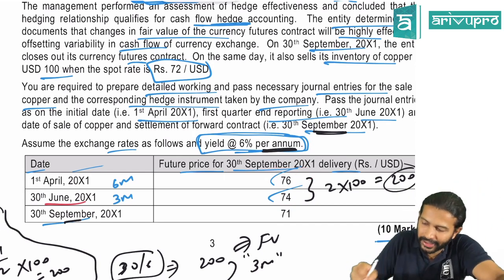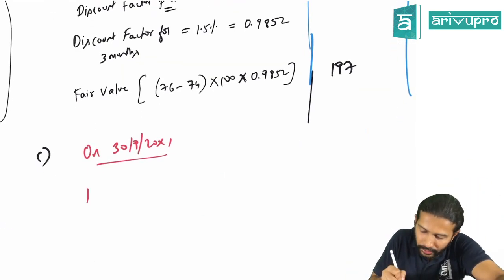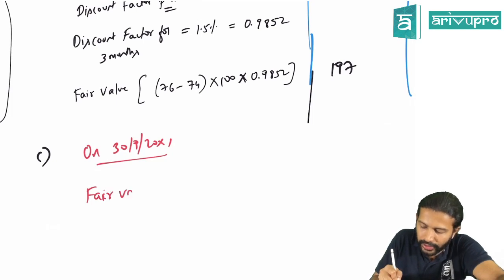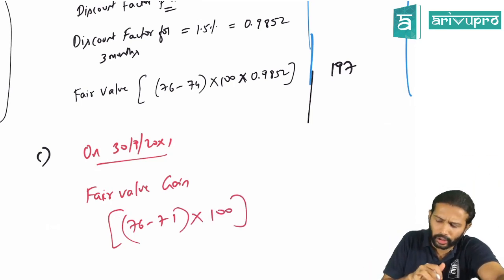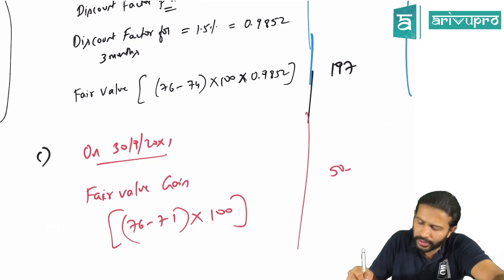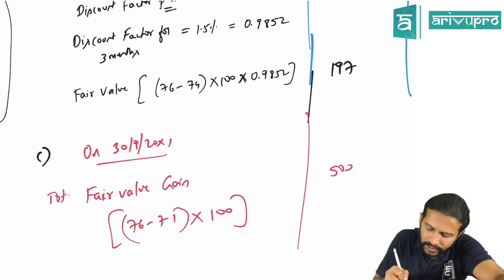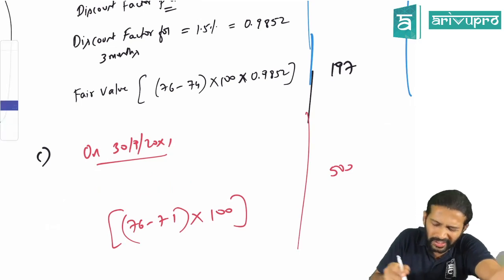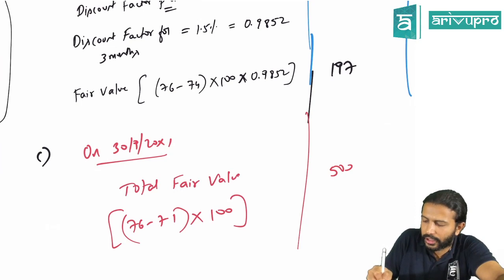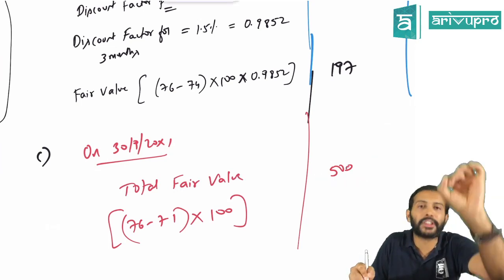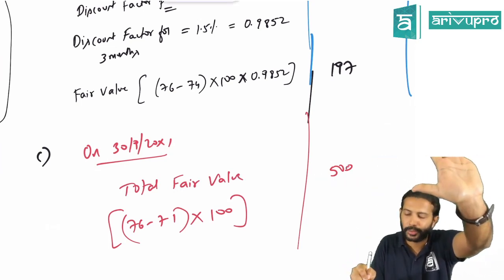So how much is my gain, sir? How much is my fair value? The fair value gain will be 76 minus 71. This is the gain on $1. We have a right to sell $100. That means the total fair value, instead of total fair value gain, is the total fair value. Total fair value is 500 rupees. So the final worth of this instrument is 500 rupees.